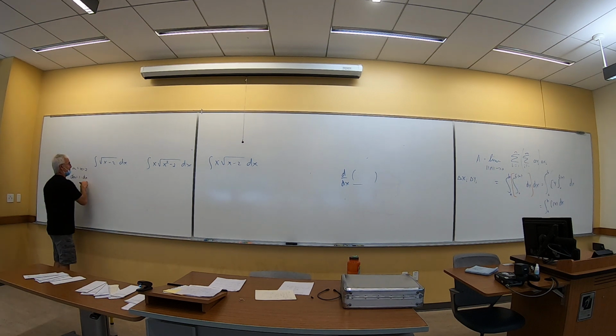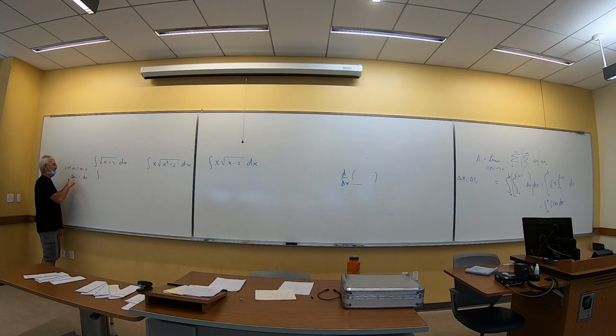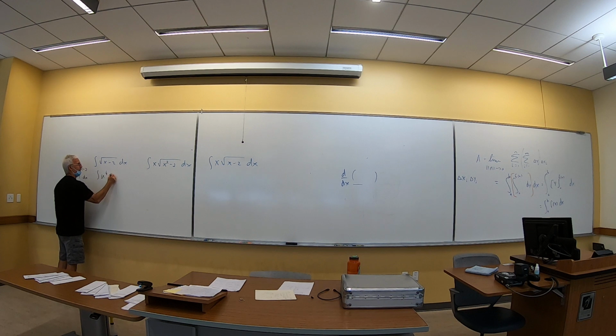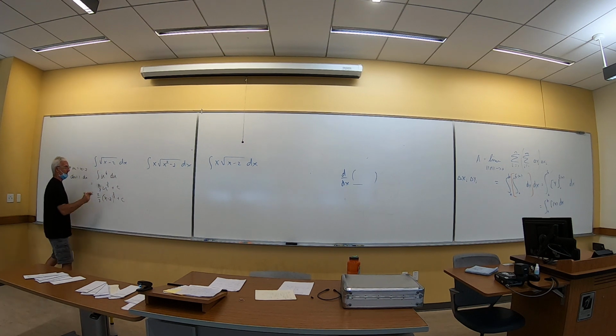So if I do this substitution, then this becomes the integral of what? Square root of u, or just, how about u to the 1/2 du? And that's, oops, sorry, 2/3 u to the 3/2 plus constant, which is 2/3 x minus 2 to the 3/2. Great.